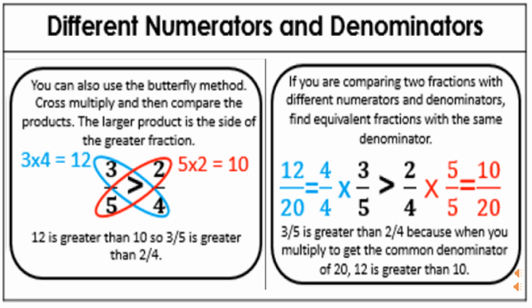Let's multiply 2 by 4 with 5. We obtain 10 by 20. Now if you see the equivalent fractions 12 by 20 and 10 by 20, we can say that 12 by 20 is greater than 10 by 20 by comparing the numerators. So therefore 3 by 5 is greater than 2 by 4.